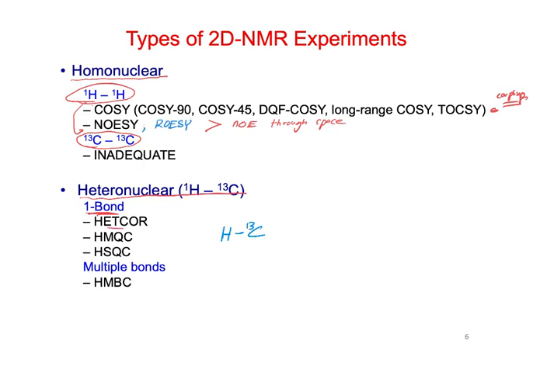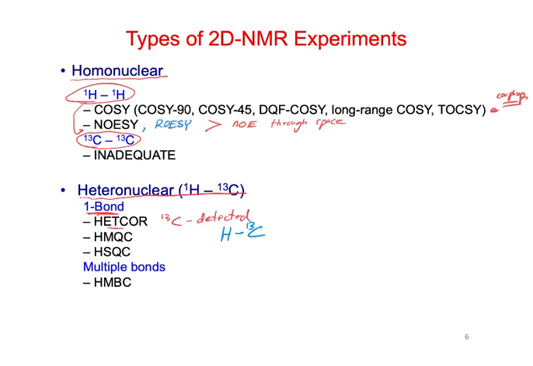The HETCOR was kind of the first one, heteronuclear correlation, and this was C13 detected. So we have 2 different types of nuclei, so in theory the acquisition could be either on the proton frequency or the C13 frequency. The first experiments had the detection on the C13 frequency, and we'll talk about why that was when we get there.